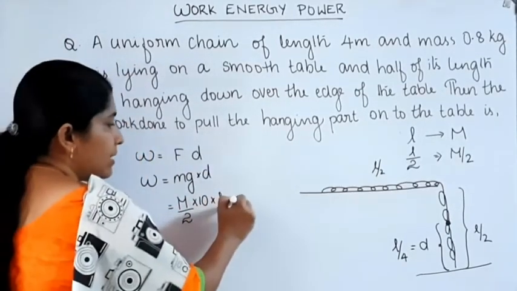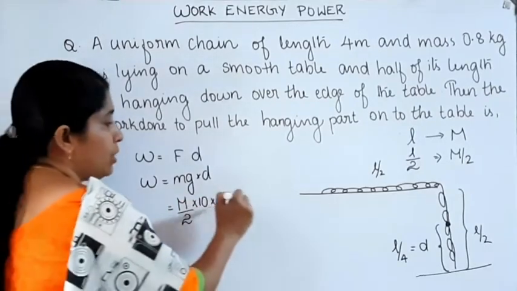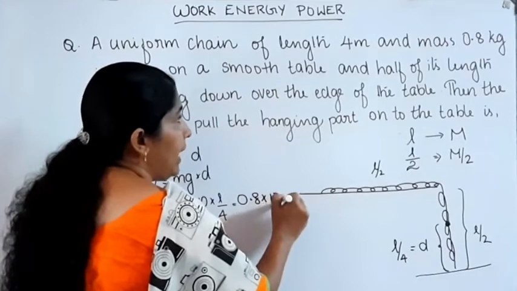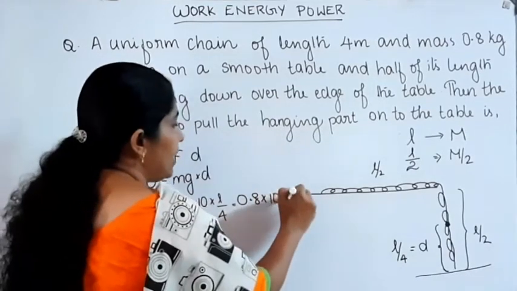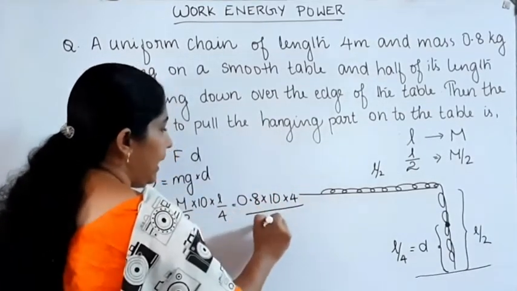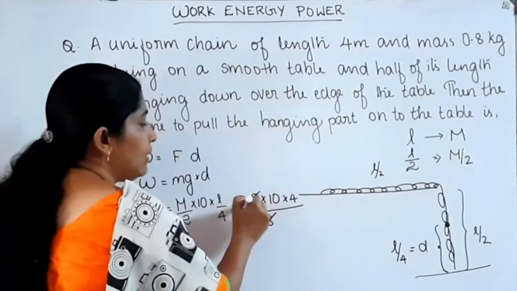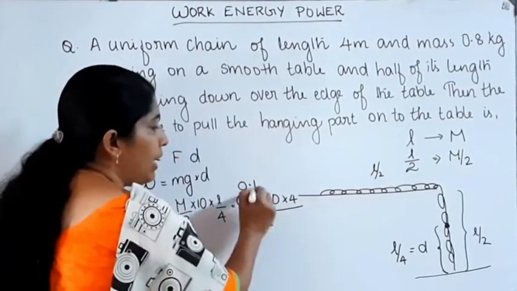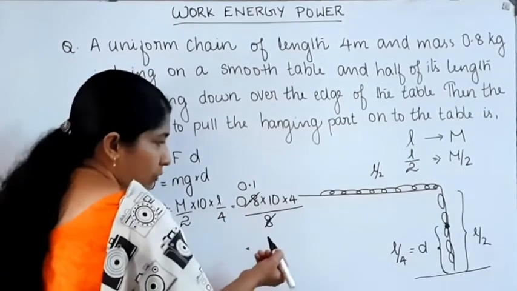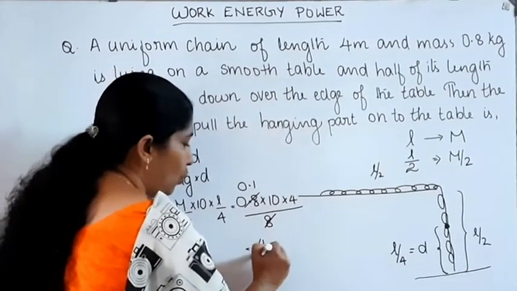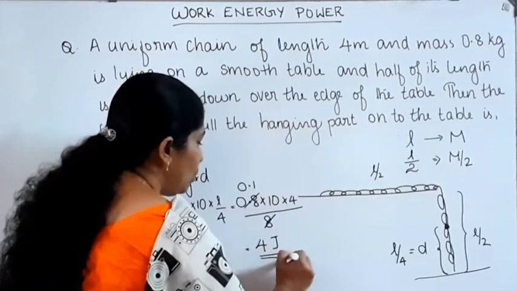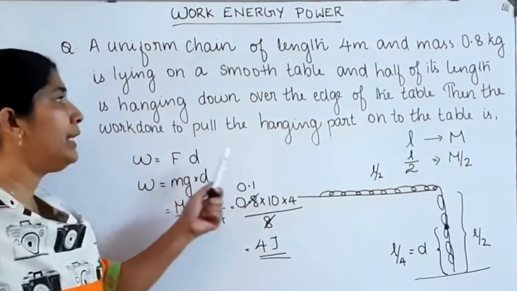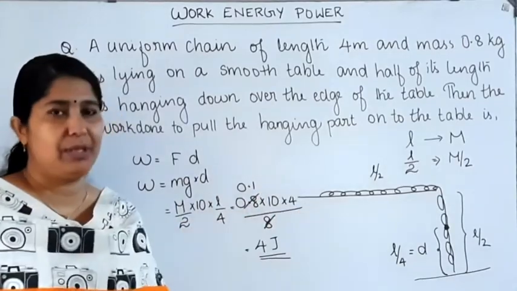Now we can substitute the values. M is equal to 0.8 into 10 into length L, which is 4 meter, divided by 8. The 8 cancels with 0.8, giving 0.1. 0.1 into 10 is equal to 1, and 1 into 4 is equal to 4. So 4 joule is the amount of work done to pull the hanging part onto the table.